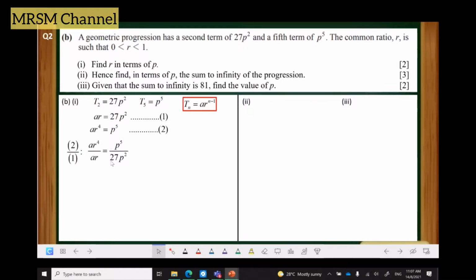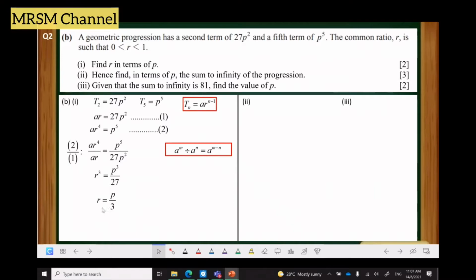Alright, so this one macam biasalah kan kita buat. Okay, actually dia ikut law of indices. R to the power of 4 over R, so dia akan dapat R to the power of 3. So P to the power of 5 divide by P to the power of 2, dia akan jadi P cube over 27. Okay. So nak hilangkan cube ni, nak hilangkan 3 dekat atas ni. So we cube root both side. So cube root P cube dapat P, cube root 27 dapat 3. So R is P over 3.